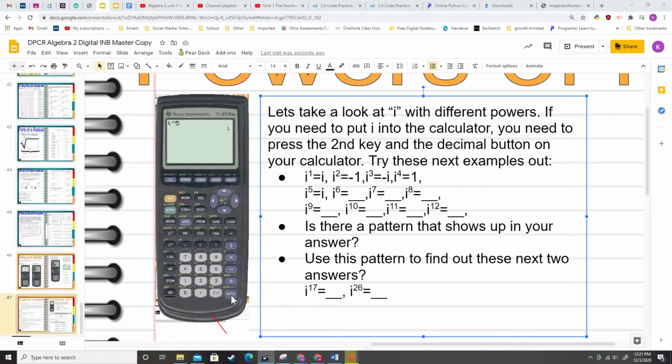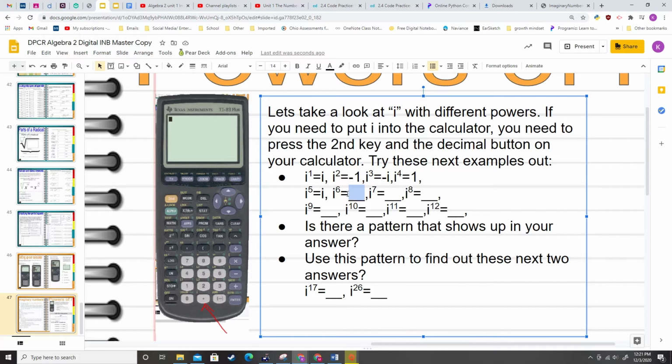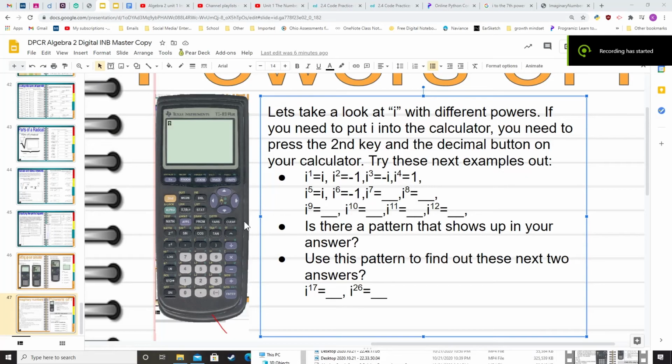So i to the 6th power gives us that negative 1 again. That is definitely something here. So I'm going to take a gamble here, and I think that this next one, 7, is going to give us a negative i. So let's see what this gives us.